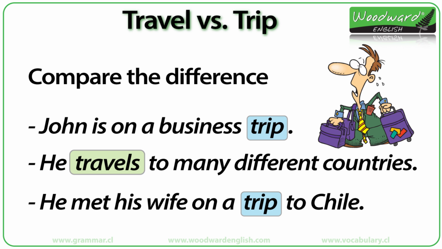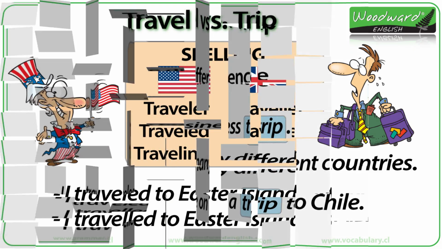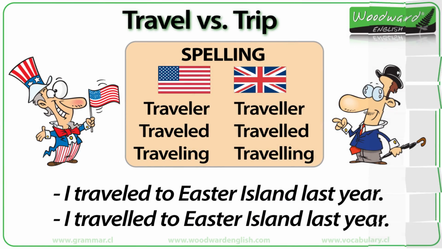He met his wife on a trip to Chile. Here, the clue is the article a. And after an article, we normally have a noun, so we need to use the noun trip. It is not possible to use travel as a countable noun, remember that. And also, remember we normally say on a trip.